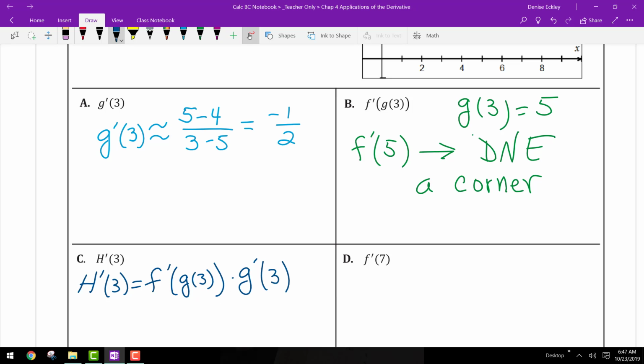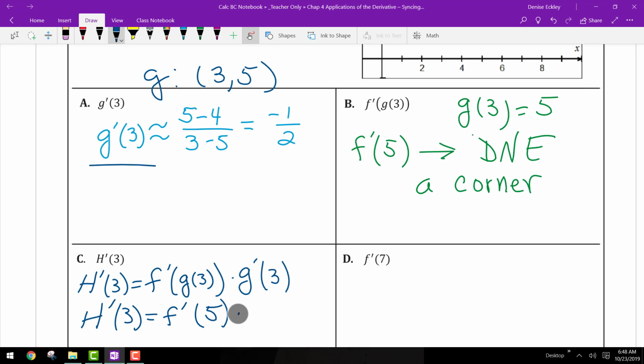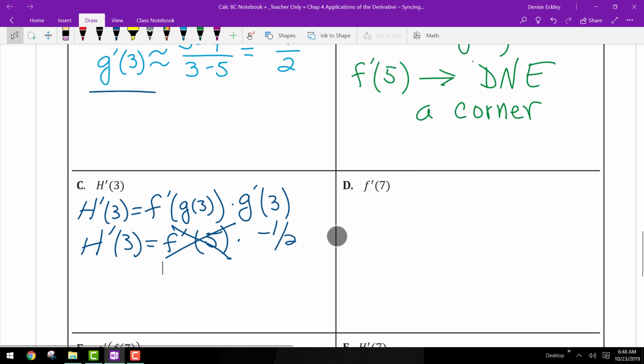Well, the nice thing is for part A, we already have g prime of 3. And we know the point, let me write this here because we keep reusing it. The point we're using for g is (3, 5). So this is a point on the g graph. So we're really looking for h prime of 3 as being f prime of 5 times -1/2. But that does not exist. So therefore, h prime of 3 does not exist.